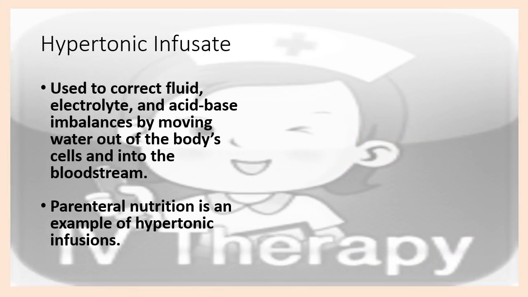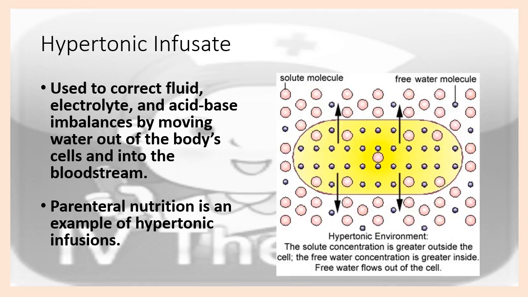Okay, now we're going to discuss hypertonic infusate. Hypertonic infusions are used to correct fluid, electrolyte, and acid-base imbalances by moving water out of the body's cells and into the bloodstream. One example of hypertonic infusions would be parenteral nutrition. Okay, this image depicts a hypertonic environment. The solute concentration is greater on the outside of the cell, and the free water concentration is greater on the inside of the cell. Free water flows out of the cell. Do you remember why? That's correct, to even out the concentration to maintain balance.